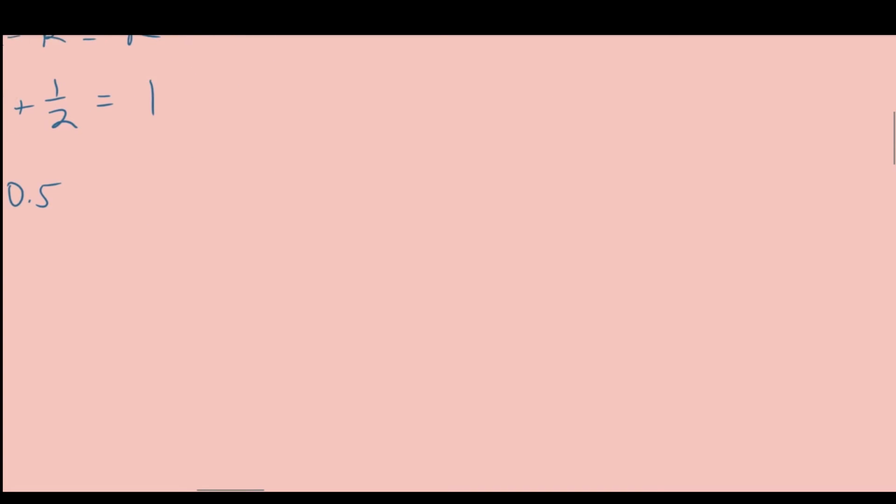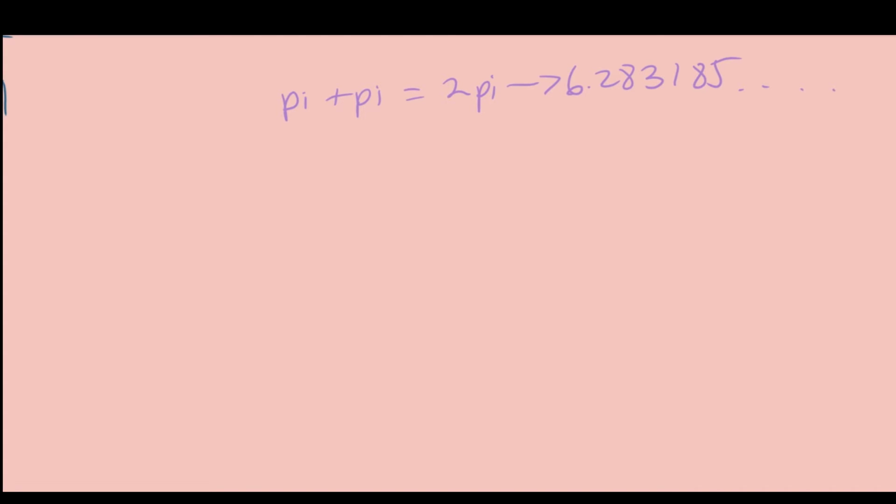Now let's move on to, let's say we had two irrational numbers. So we could have pi plus pi, and this is going to give us 2 pi, which is the same as 6.283185, and this is just going to continue going. So it's not going to repeat or terminate, which means it's irrational.